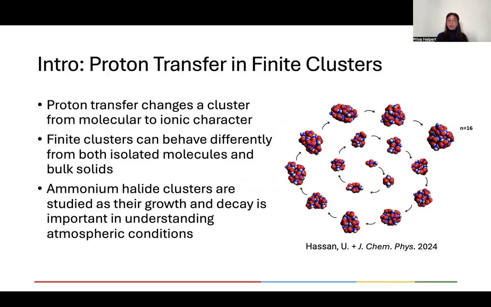Now, my group tends to focus on ammonium halide clusters because they are very important in understanding atmospheric conditions. And we tend to focus on studying the growth and decay of these nanoparticle clusters. So my group has previously worked on ammonium chloride, ammonium bromide, and the image that you can see over here is some of our work on ammonium nitrates, and the growth trends that we see in those materials.